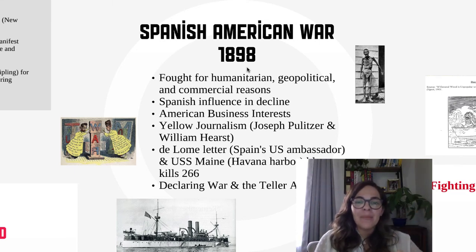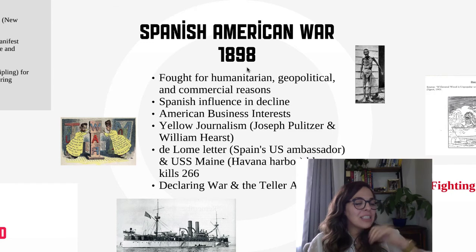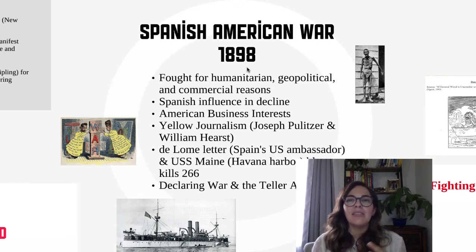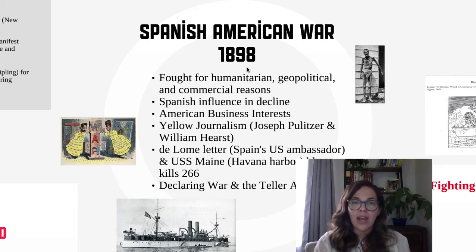Over time, Spanish influence and power had been in decline. Okay, and so just to put things into perspective, the same year that the Spanish-American War breaks out is the same year that the U.S. acquires Hawaii. Okay, so this is putting the United States in that area, close to the Philippines, which belonged to Spain at the time.